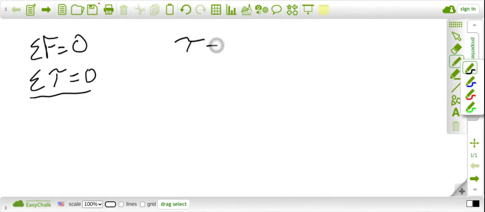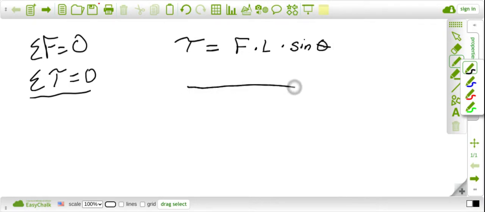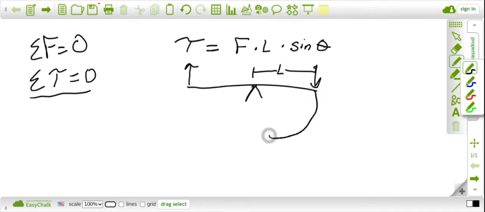Torque can be thought of in some ways as a rotational force. Torque's equation simply is force times the lever arm times the sine of the angle between them. What does that mean? Well, imagine you have a seesaw. If you apply a force to the seesaw on this side, the other side rises up. And so what we find is that a force applied at a distance is going to cause a rotation.